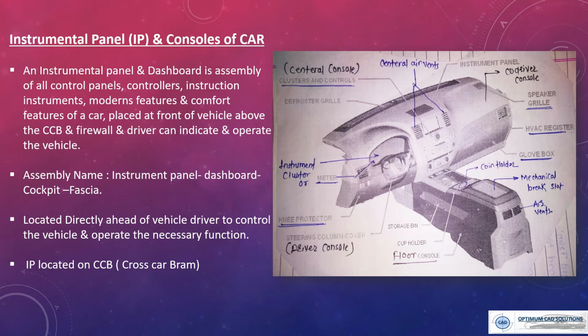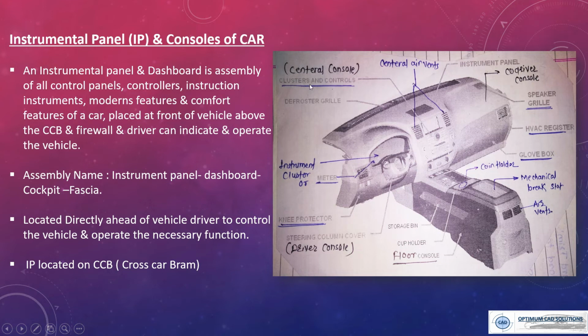IP, that is the instrument panel, is located on a CCB, that is cross car beam. This is an example of an instrument panel and a dashboard with the floor console of a right hand drive vehicle. So you can see this is an instrument panel. So this is the meter. Those are the air vents. So those are the air control vents, and below that there is a HVAC unit. This area is called the driver console, and exactly opposite that there is a co-driver console.